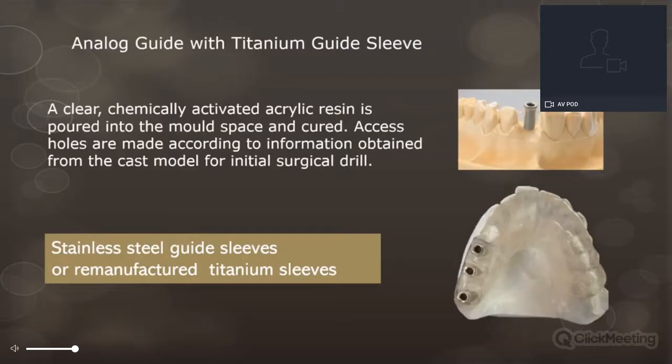The next stage in the evolution of improving surgical accuracy was really the analog guide with a titanium guide sleeve. Now, this was the next stage of development, where stainless steel guide sleeves or pre-manufactured titanium sleeves like these made by Straumann back in 2007 really helped to place the implant in a good prosthetic envelope and the best position for the technician to give us a most predictable outcome.